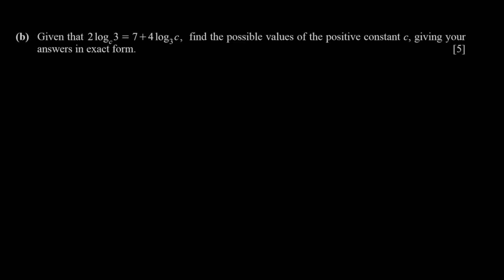Okay, so here we are in part B of our logarithm question. It is given that 2 log base c of 3 is equal to 7 plus 4 log base 3 of c. We want to find the possible values of the positive constant c, giving our answers in exact form. Well, the thing we should notice here is that we've got logarithms with different bases. This one's got base c, this one's got base 3. So we need to convert the bases.